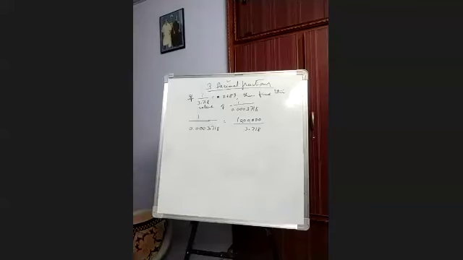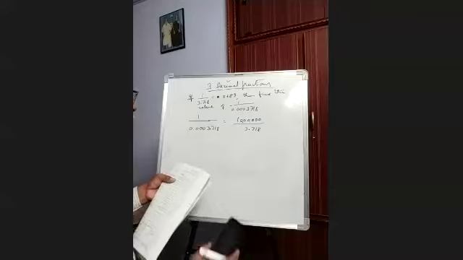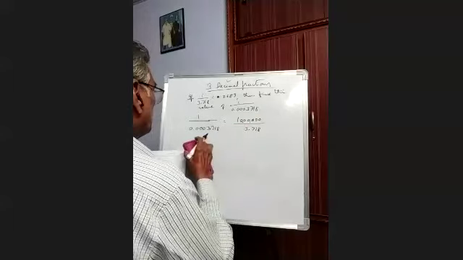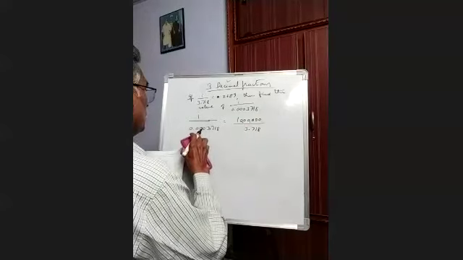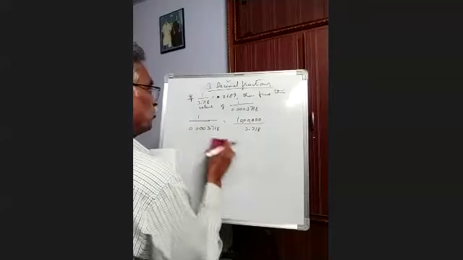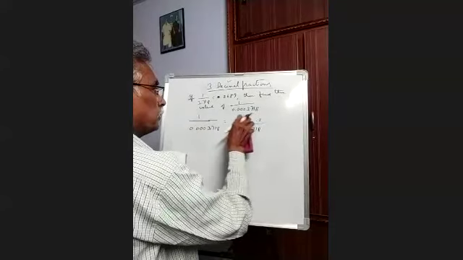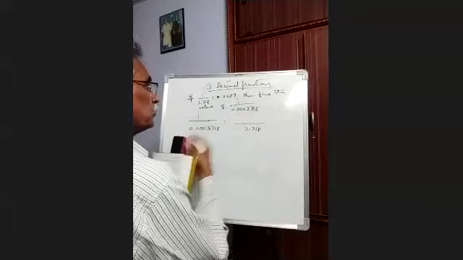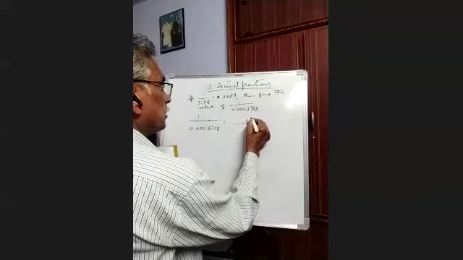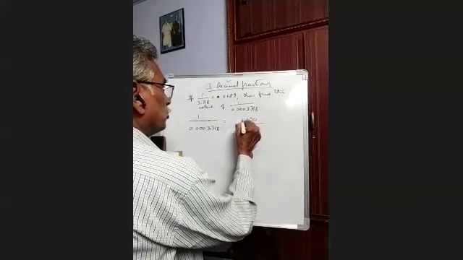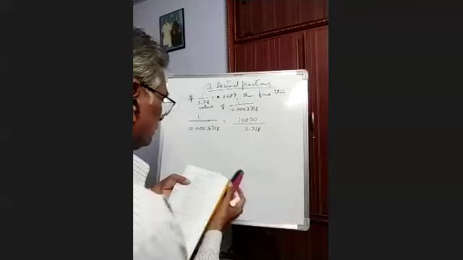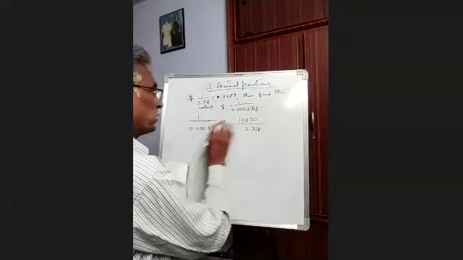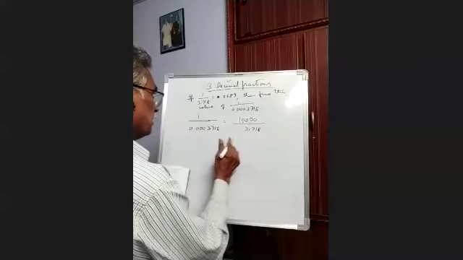How many places? 3.1, 2, 3, 4. 4 places only, 4 zeros only. 0, 0, 0, and 1. 4 zeros and 1, 10,000. Multiplying numerator and denominator by 10,000, you will get this one.